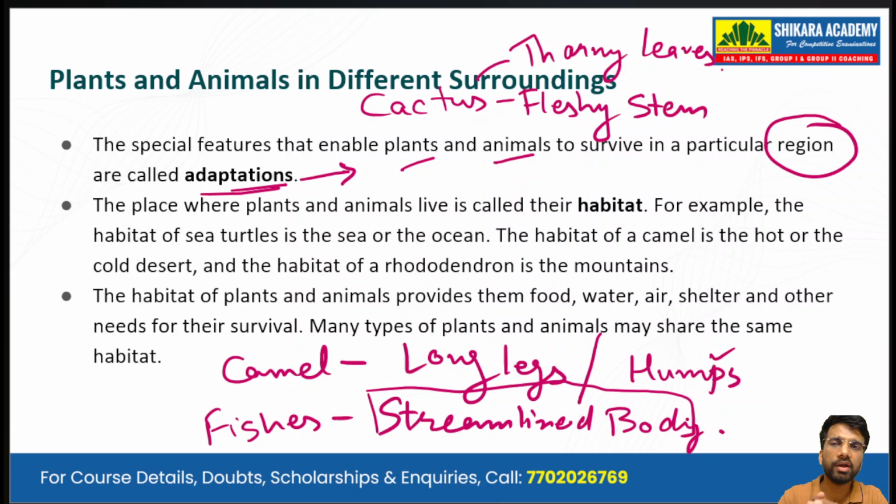So, the place where plants and animals live is called their habitat. For example, the habitat for sea turtles is the ocean. Habitat for camel is the hot or cold desert. And the habitat for rhododendron plant is in the mountains. The habitat of plants and animals provides them with food, water, air, shelter, and other needs of survival. Different types of plants and animals may or may not share the same habitat.